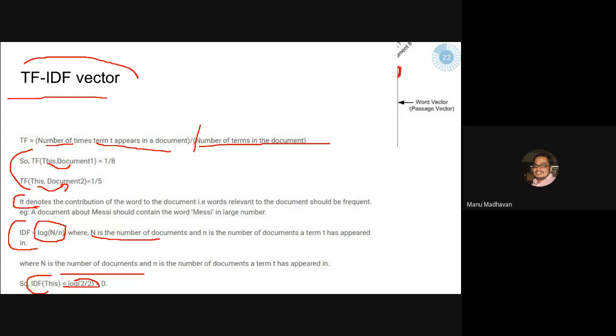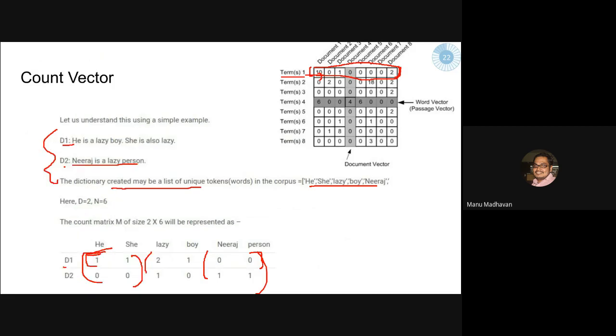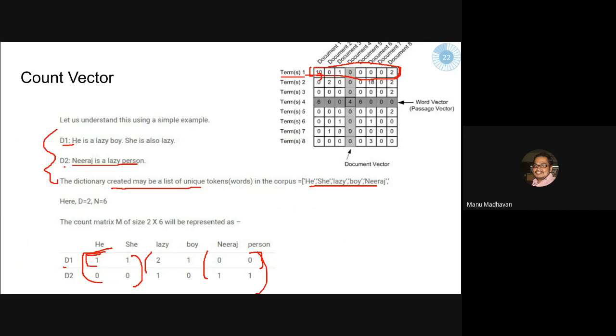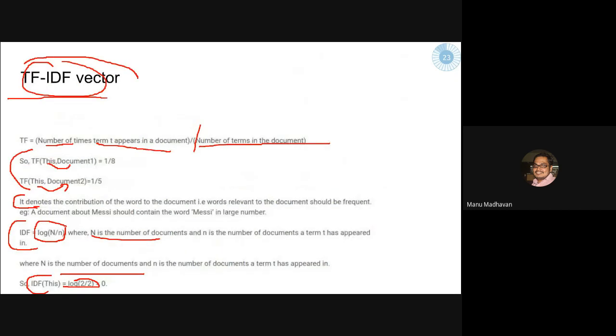So the approach is very similar in TF-IDF vectorization. It is very similar to count vectorization, but here, instead of simply putting the count value, we will use the TF-IDF weight value.